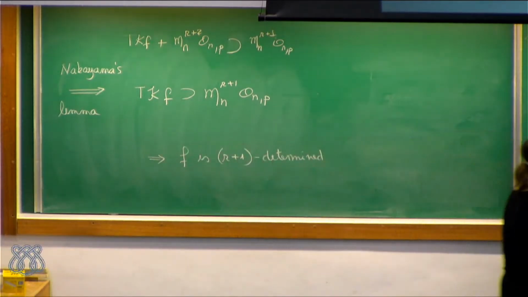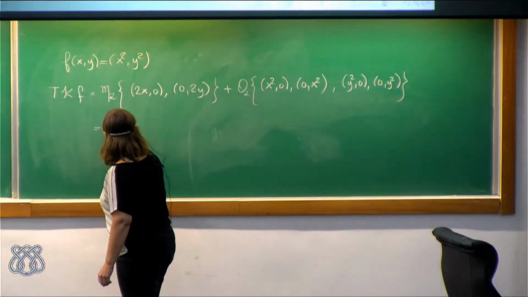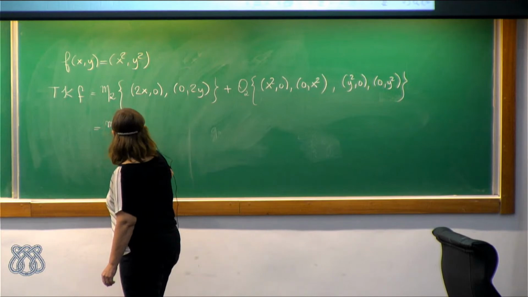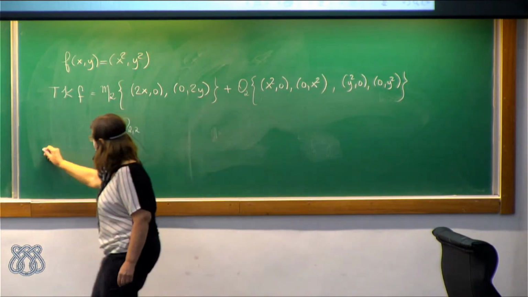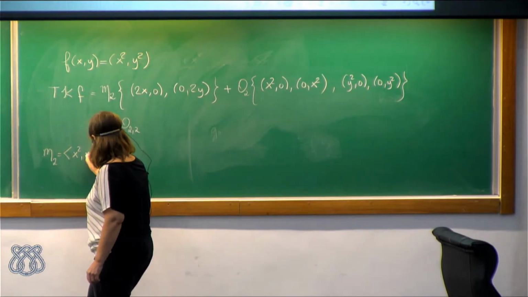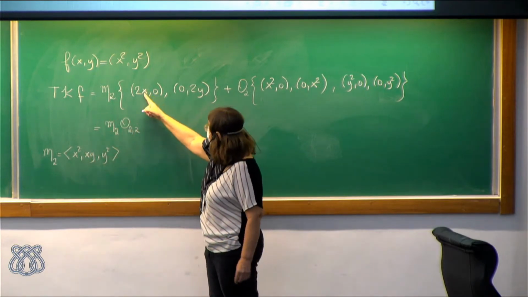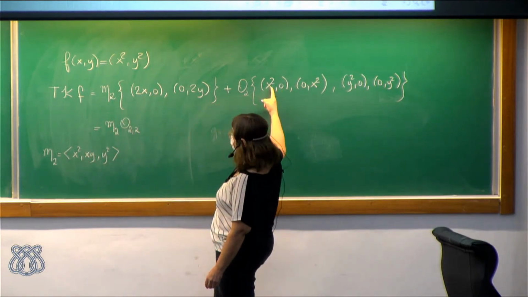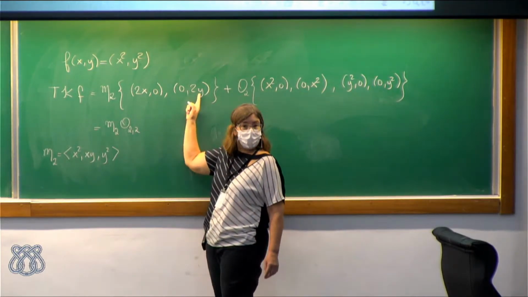So here, one can see that this is, in fact, M2 O2 squared. Because, just remember, M2 is generated by x squared, xy, y squared. Then we have x squared and y squared. And then we have xy and xy. Okay?